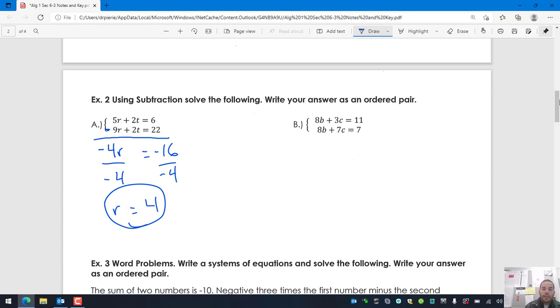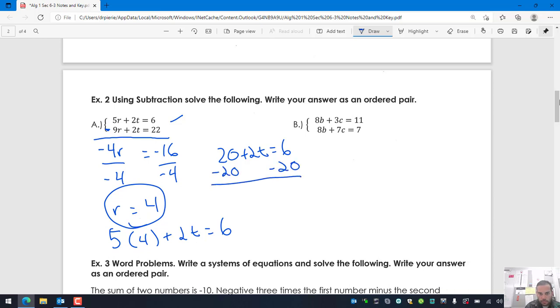Then use this value to solve for t. Pick whatever equation you like a little bit better, the first or the second. I'm going to pick the first one. So wherever I see an r in that first equation, I plug in a 4. 5 times 4 plus 2t is equal to 6. Simplify this a little bit. 20 plus 2t is equal to 6. Subtract 20 from both sides. 2t is equal to 6 minus 20. What is that equal to? 6 minus 20 equals negative 14. Divide both sides by 2. I should get t equals negative 7.